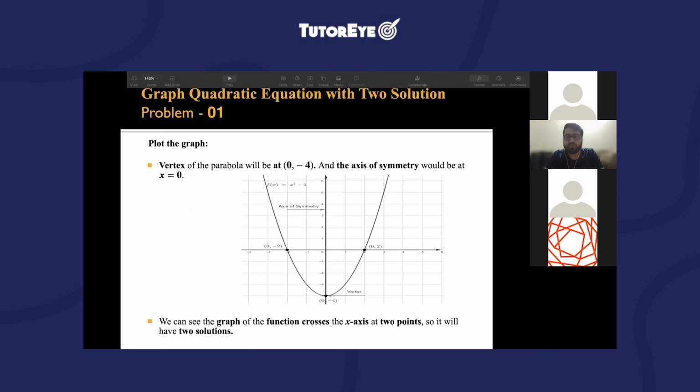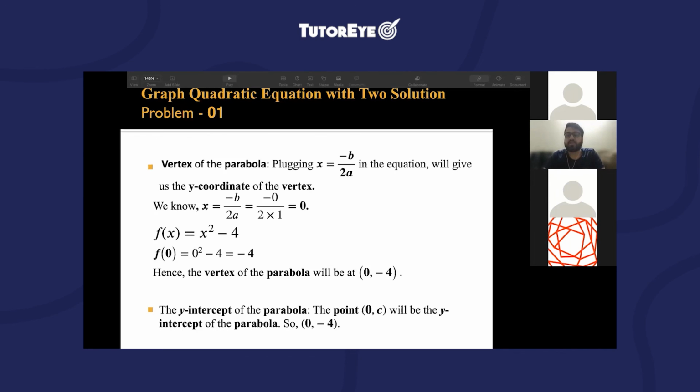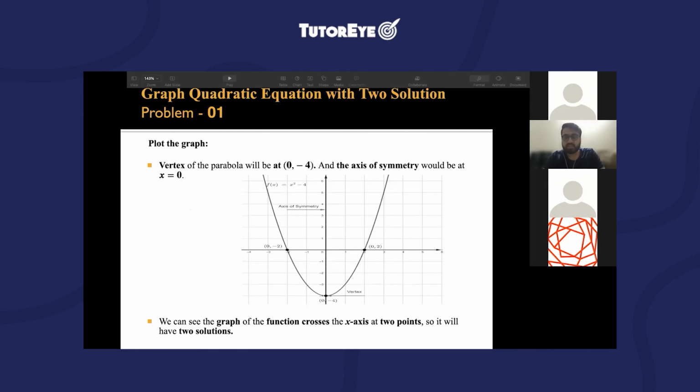Now if we go to plot the graph, this 0 comma minus 4 is the vertex, as you can see, and the axis of symmetry is the y-axis, and the y-intercept, which is minus 4, is the length by which the vertex is far away from the x-axis, right? So yeah, we can see that.